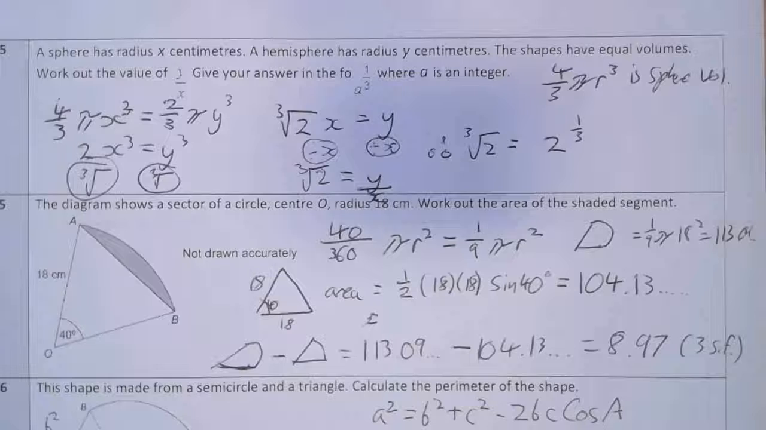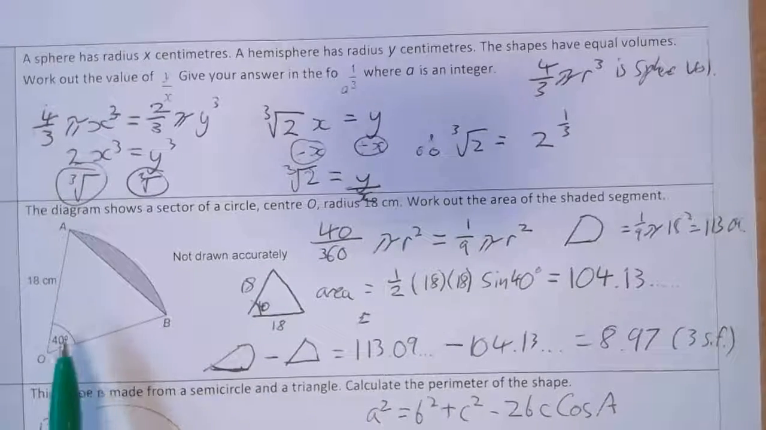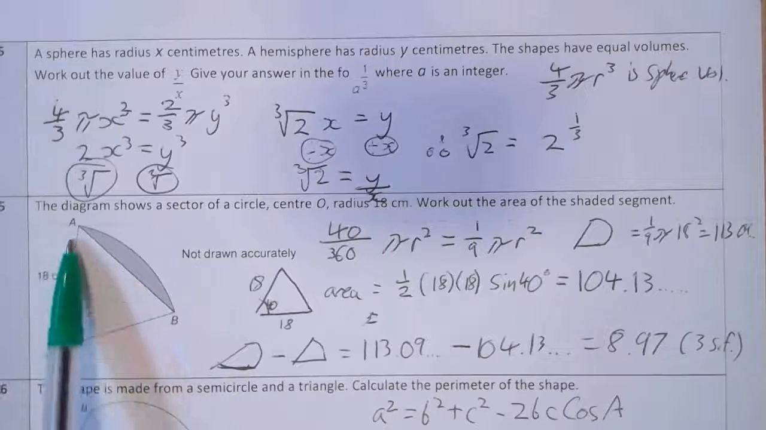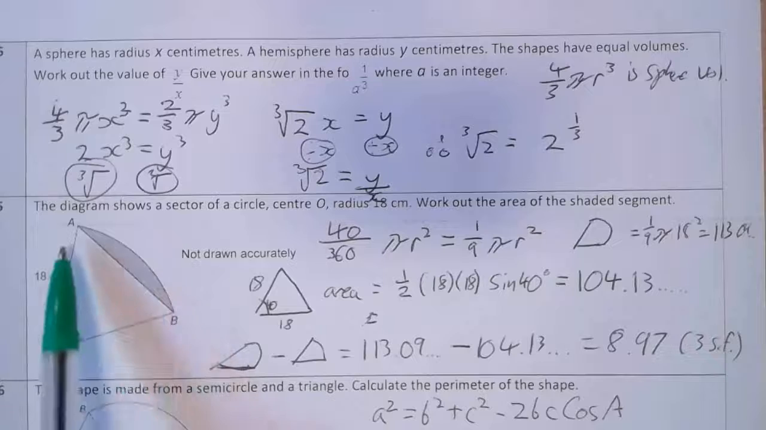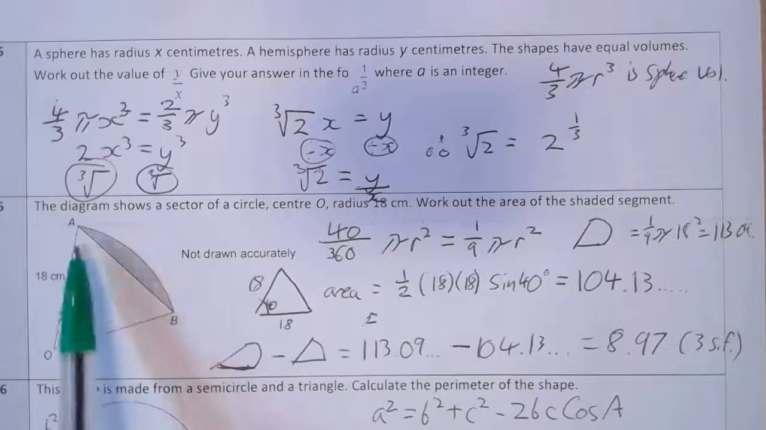Question 6, a fairly straightforward one. If you get one like this, then you know you're in business. It's pretty straightforward. So I've got a sector area and I want to work out the shaded segment, so I've got the sector area, and if I subtract the triangle area, I'll get the segment.